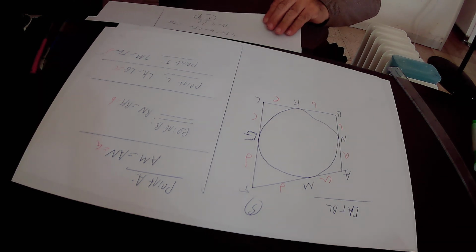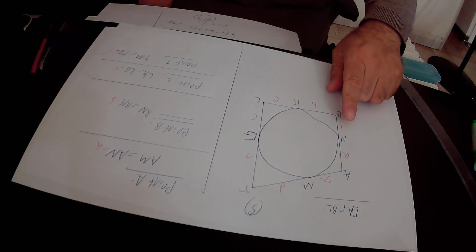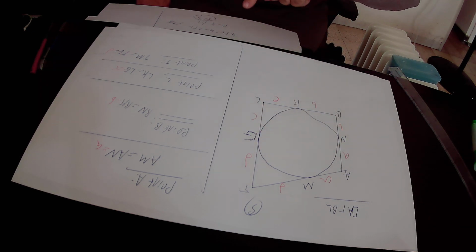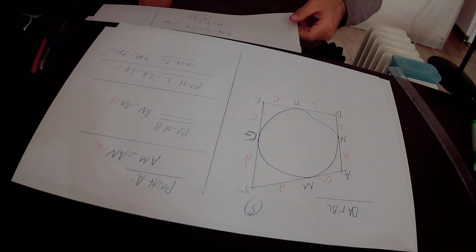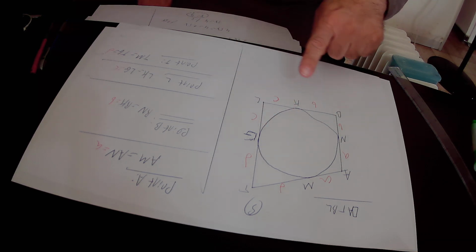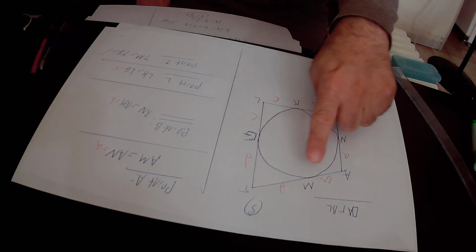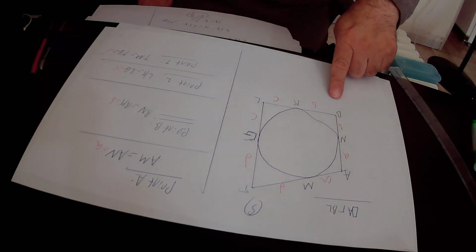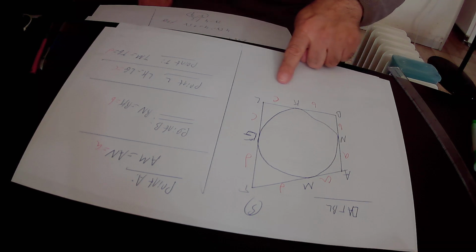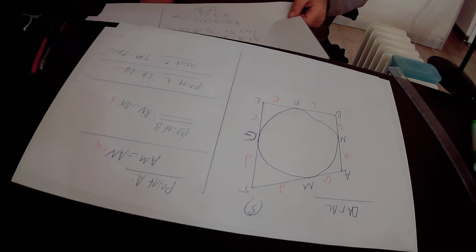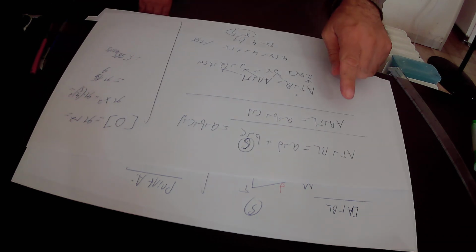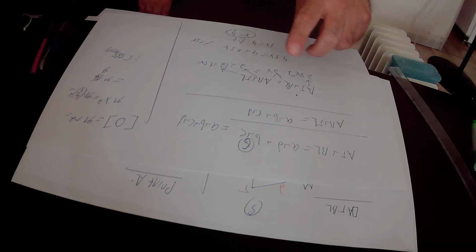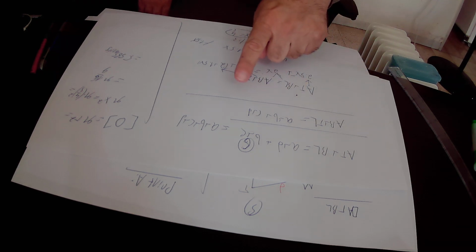And then we added side AT with side BL in quadrangle ATBL. AT plus BL. AT is a plus d, so we substitute AT by a plus d. And BL is b plus c, so we substitute BL by b plus c. In conclusion, we found out that AT plus BL equals a plus d plus b plus c. That is actually, if you change the order, AT plus BL equals a plus b plus c plus d.